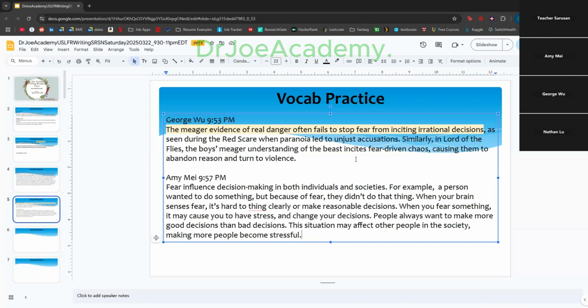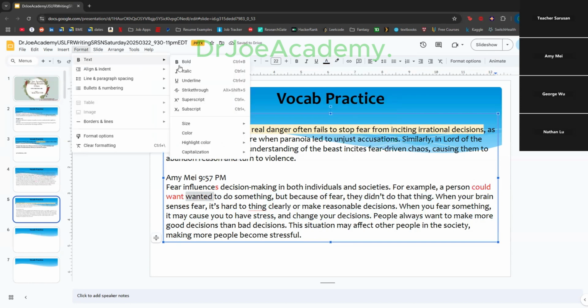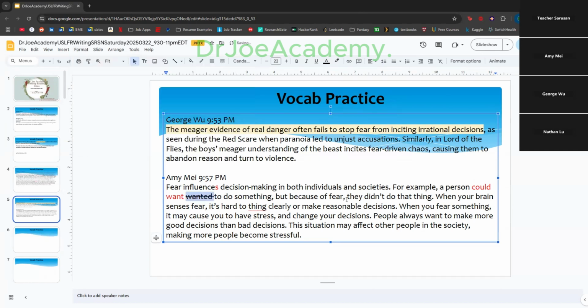All right, excellent. Very well done. So let's proofread this answer here. Fear influences should be plural. Decision making in both individuals and societies. For example, a person wanted to do something, but so we can change the phrasing here. We can say a person could want to do something. But because of fear, they didn't do that thing.